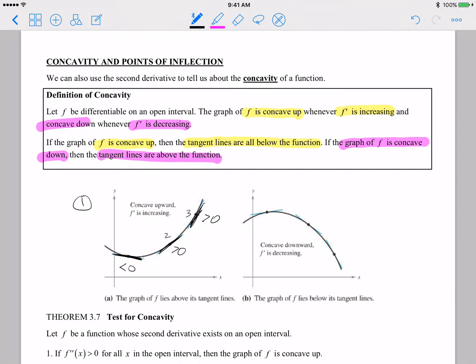Okay, similarly here for concave down, so this is a concave down graph. You can see that f prime is decreasing because we started off with a positive slope here, and then we're getting negative slopes here and here, and the slopes are getting more negative as you go along the function. Okay, and also notice that those tangent lines are above the graph, and so that's what makes the graph concave down.